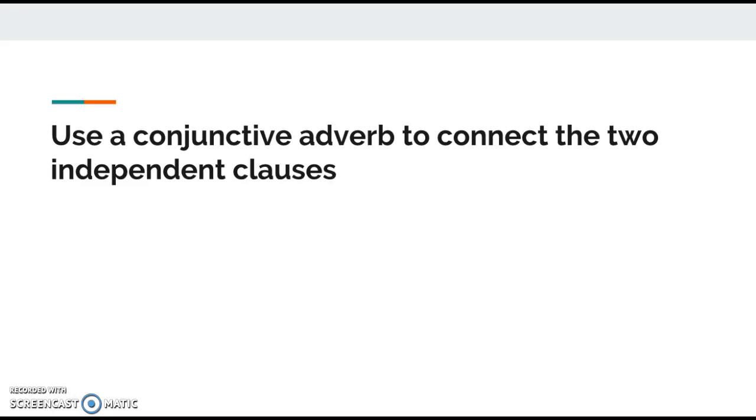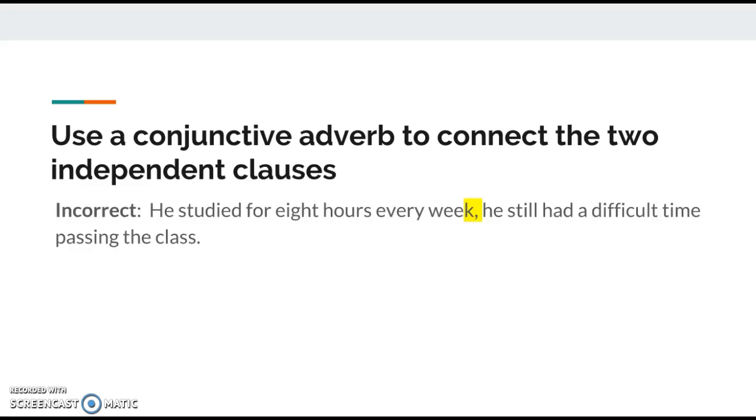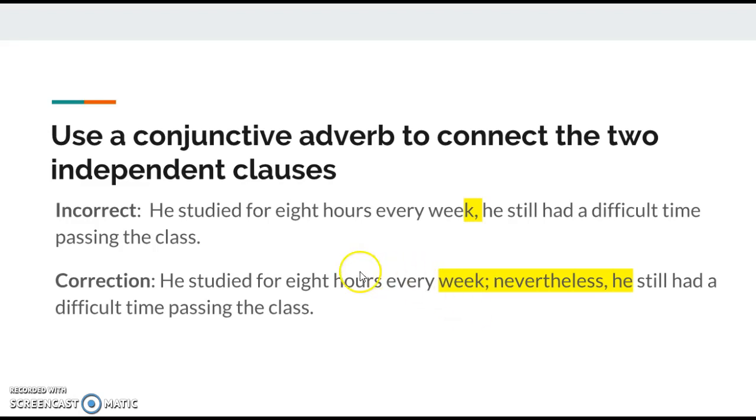And we can also use a conjunctive adverb to connect the two independent clauses, again forming a compound sentence. Here's the incorrect sentence. And then we've added a conjunctive adverb here. He studied for 8 hours every week. Nevertheless, he still had a difficult time passing the class. So those are three ways to correct comma splices.